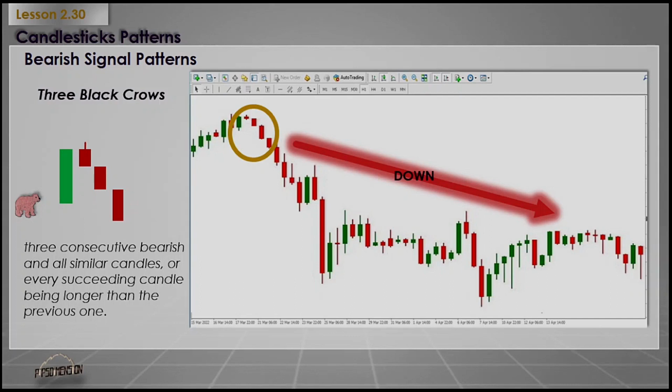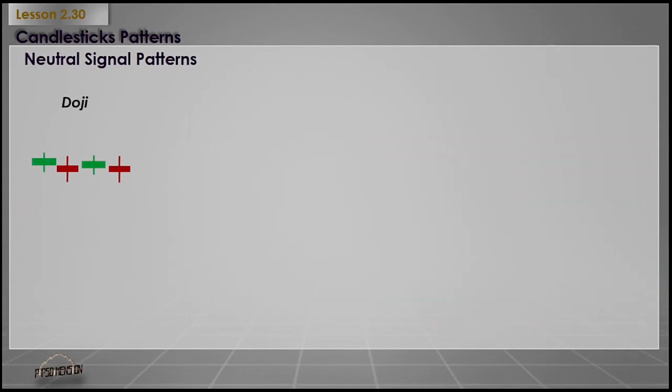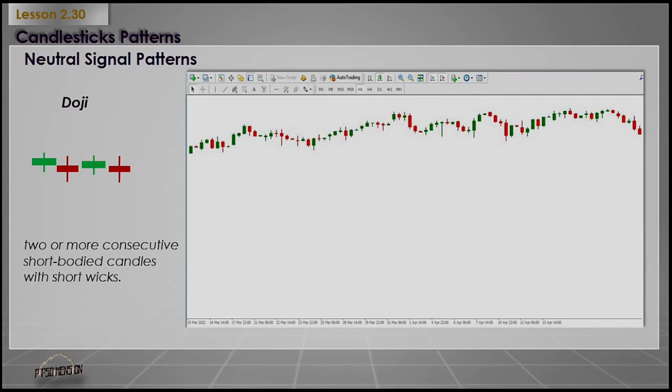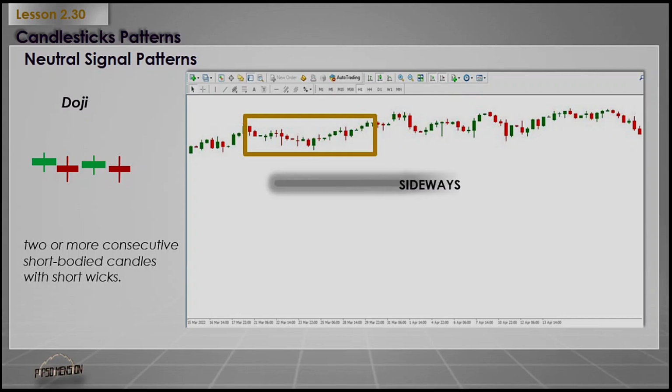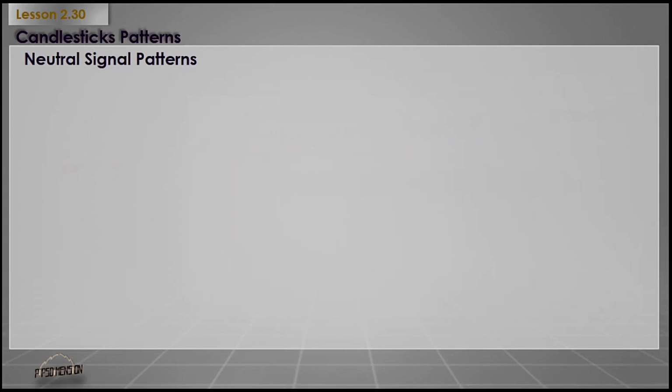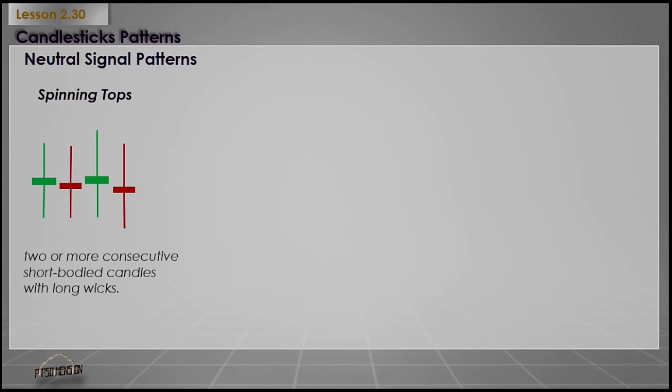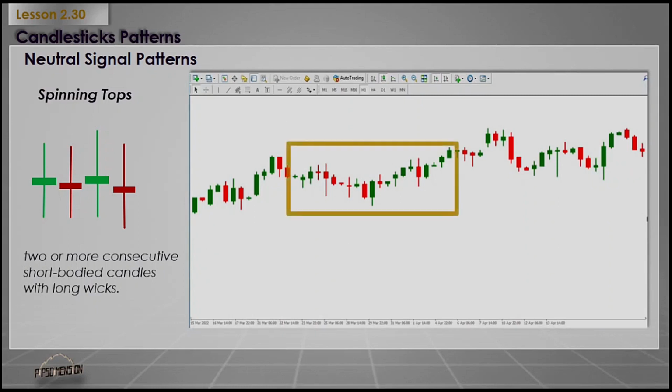Alright, now let us go to some candlestick patterns that indicate a neutral trend. The trend continuation patterns. Doji. 2 or more consecutive short-bodied candles with short wicks. The pattern indicates an almost equal buying and selling pressure that causes the trend to not take any direction. The spinning top. Several consecutive short-bodied candles of equal sizes with long wicks. This also indicates an equal buying and selling pressure causing the trend to be neutral.